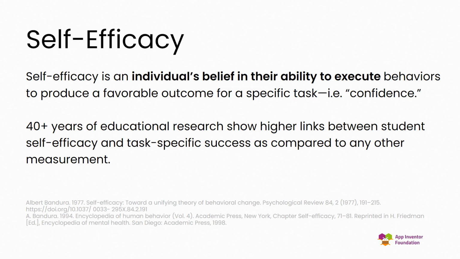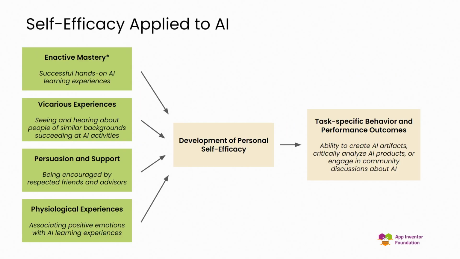And we also look towards self-efficacy theory, which is an individual's belief in their ability to do something. And this has over 40 years of research, and it's the strongest ties to task-specific success. And the way we break down self-efficacy is through these 4 buckets, and I'll talk about them in relation to AI and App Inventor. The first and the most important item is active mastery. So we want students to have successful hands-on experiences building AI and building apps.